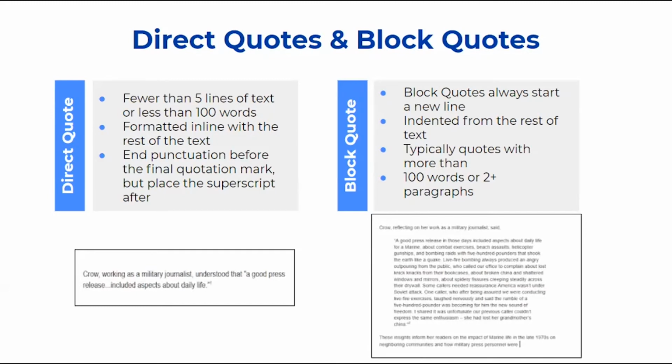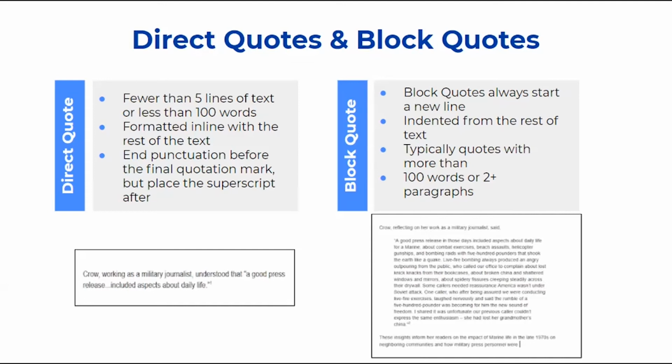It can be in line, and you'll make sure to end your punctuation before the final quotation mark, but then your superscript will go afterwards. So I think this is sort of a divergence from other citation styles that you may be familiar with. If you have a quotation, like you can see in the example, the last word is life, then you'll do period, quotation mark, and then the superscript for the footnote or endnote.